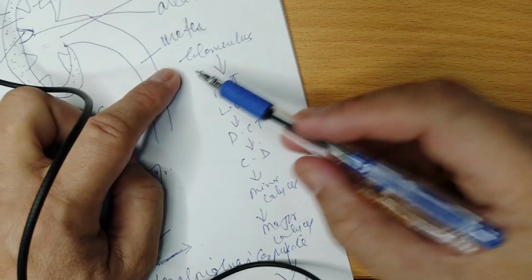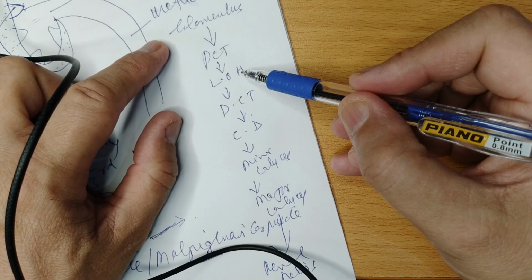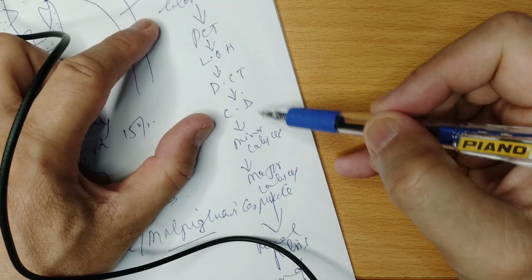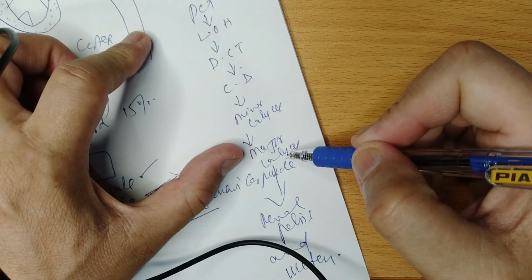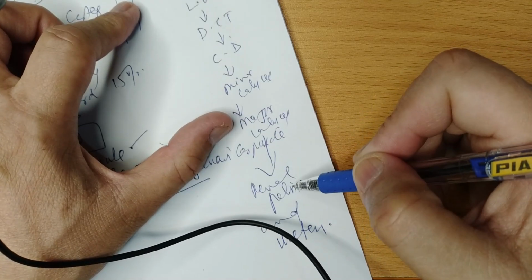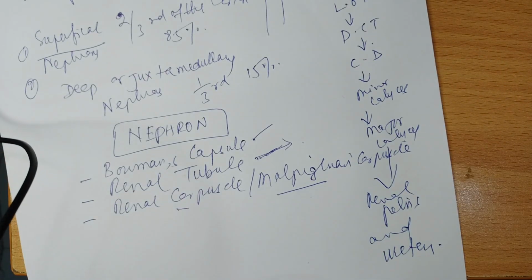The fluid is filtered in the glomerulus, the proximal tubule receives it, it enters into the loop of Henle, distal convoluted tubule, then collecting ducts, they join to enter into the minor calyces, then the major calyces, and they flow the fluid into the renal pelvis and the ureter. Now let us see what nephron actually is. What is it made up of and what are its basic structures?